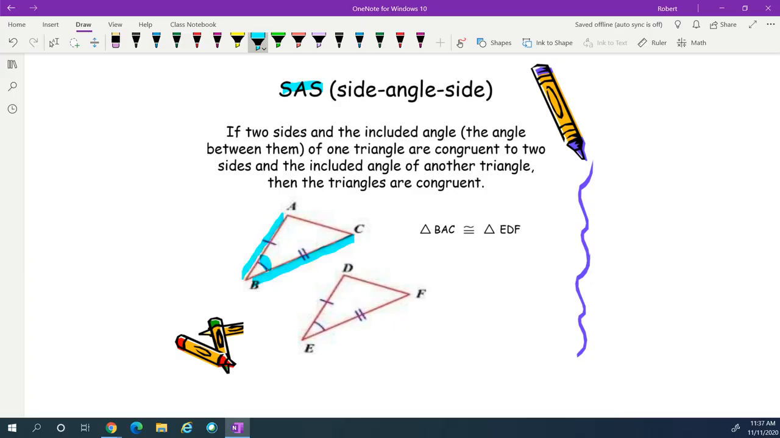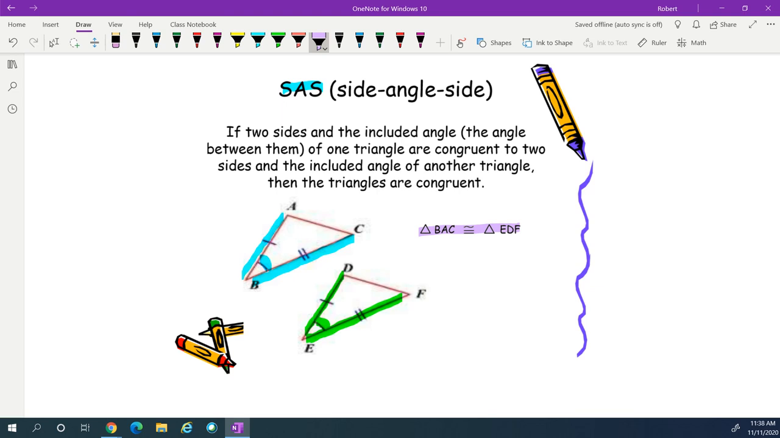If two sides and the angle in the middle, called the included angle, from one triangle are congruent to two sides and the included angle from a second triangle, then those triangles have to be congruent. And notice that we name them in corresponding order. So in the first one, we started at the angle BAC. So we started at our angle and went up side 2, then over.